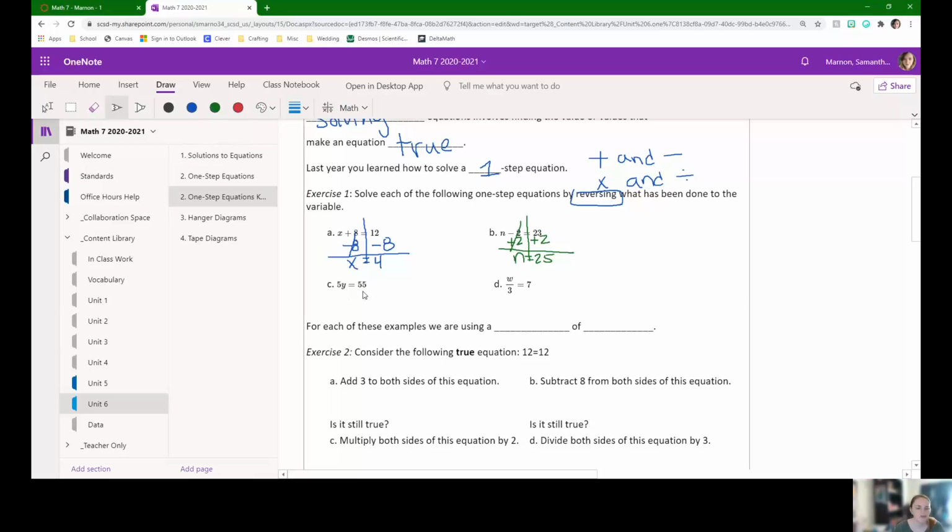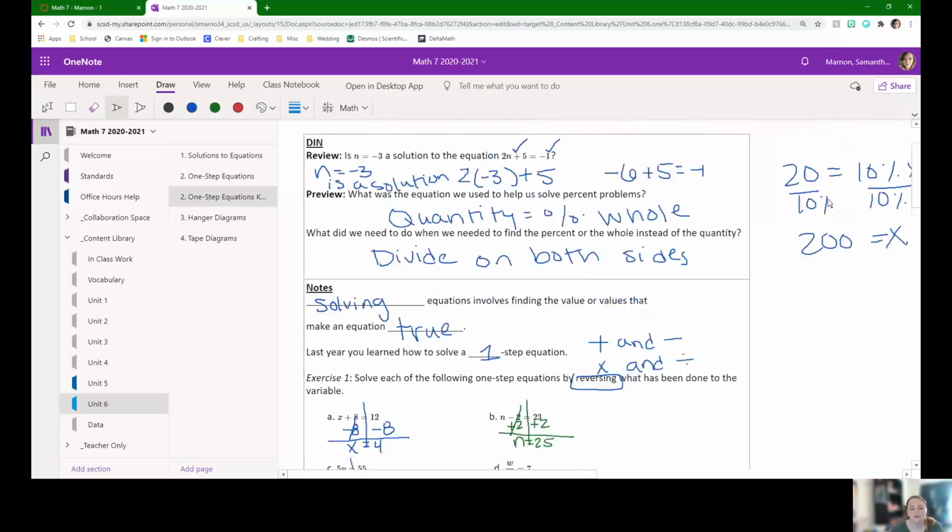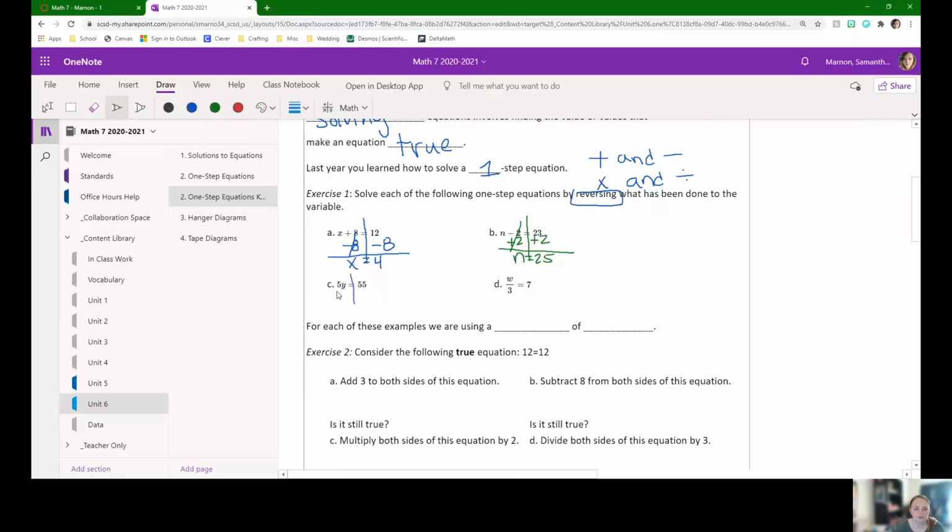Let's look at this next one. 5y equals 55. We know that when we don't have something written between a number and a variable, it's multiplication. So when we have multiplication here, just like what we did in our percents unit, we need to do the opposite of multiplication to get rid of that number. We need to divide. So I'm going to divide by 5 on both sides. 5 divided by 5 is just 1, and then 1 times y will leave us with just y on the left. 55 divided by 5 leaves us with 11 on the right. So y equals 11 is a solution to this equation.